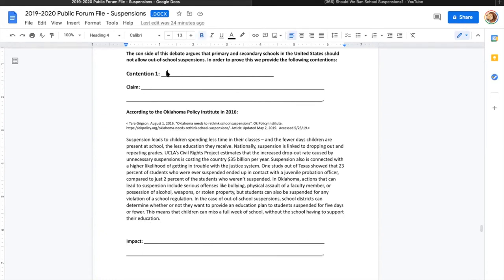So let's say contention one, this sounds like this will be education. And the claim. So when you are looking for your claim, it is usually going to be either the first or last sentence, because it kind of gives a summary of what the paragraph is talking about. And the first sentence kind of gives us a clue into what the card is talking about.